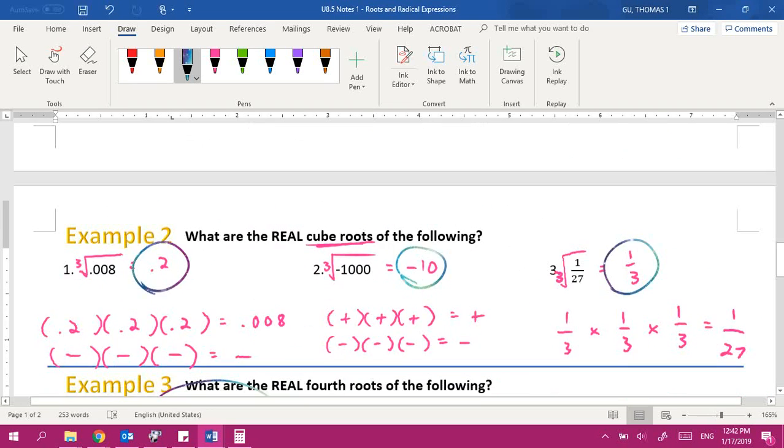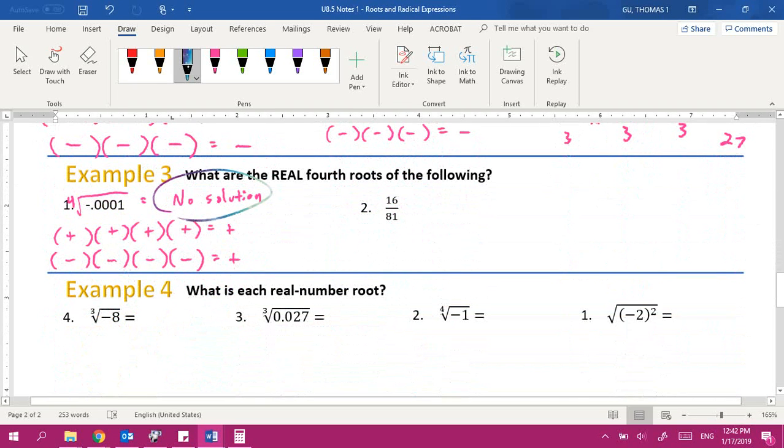So look, what is the index right here? 4. That's even, right? The number is negative, so there's no solution. That's what that table's telling you. So it has to be positive. Right, for even index, it has to be positive to have solutions.